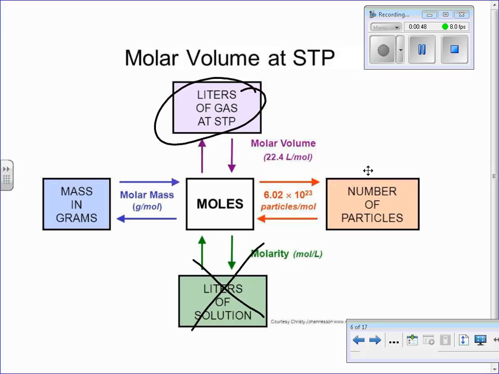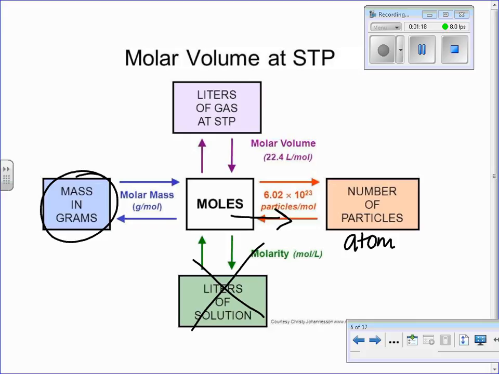If we start with liters and want to get to mass, we can start with liters, convert to moles. Once we've converted to moles, we convert to grams by using molar mass. And then finally, our last conversion, we can start with mass in grams, use molar mass to convert to moles. Once we get to moles, we use the relationship between particles and moles to get to the number of particles. Remember, the number of particles can be atoms, molecules, or formula units.